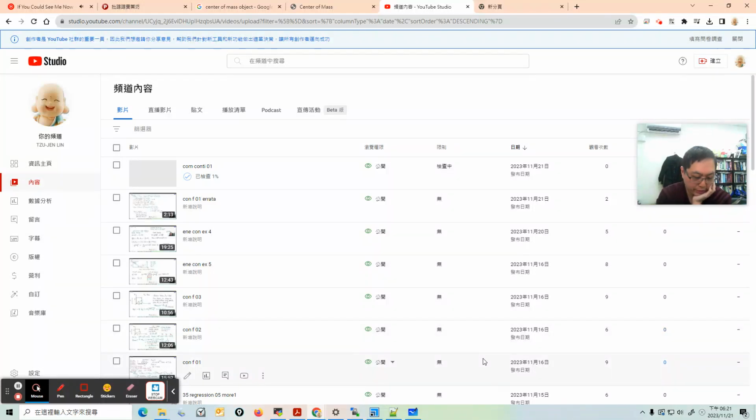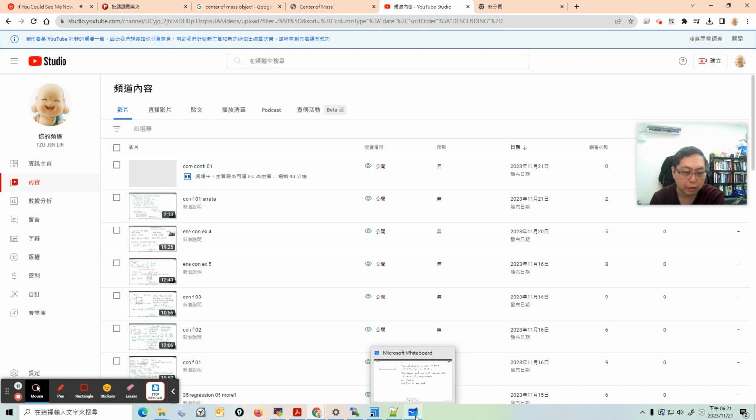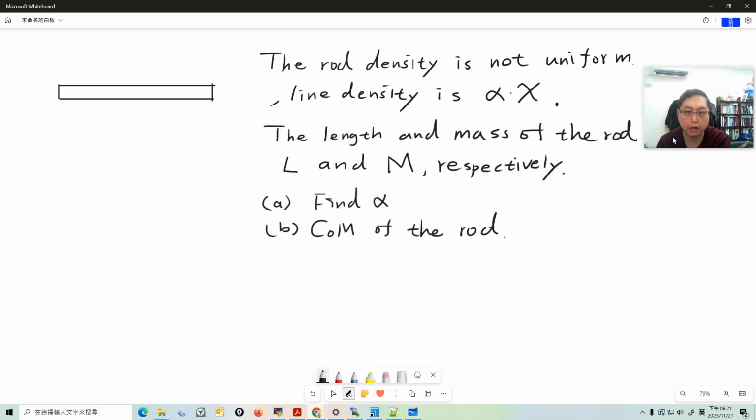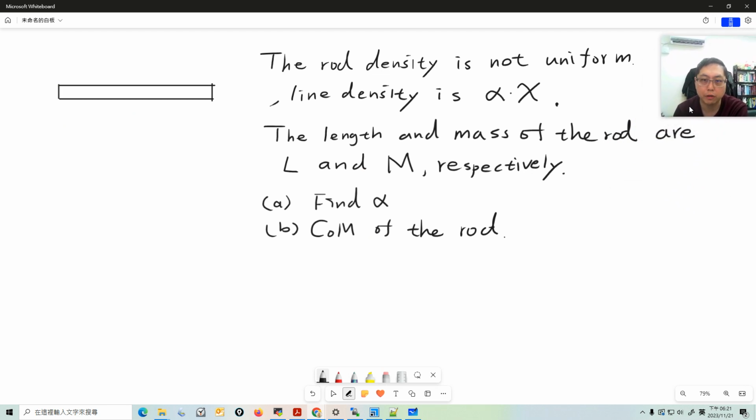Okay, everyone. This example continues showing calculus for the center of mass in a continuous system. In the last video we showed you a uniform rod. Now we change the problem a little bit. Now the rod density is not uniform.